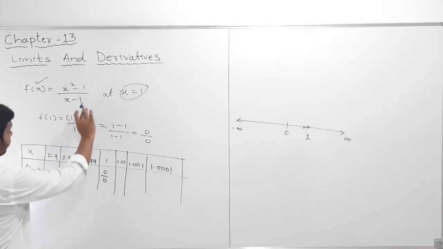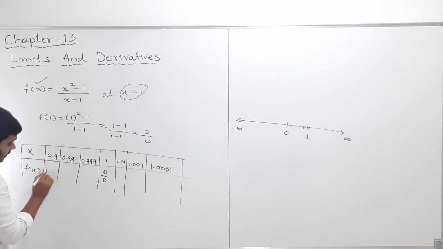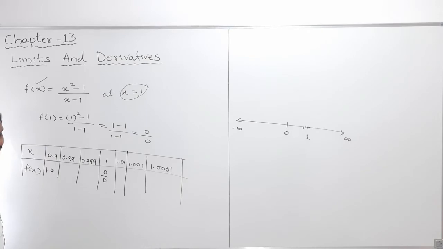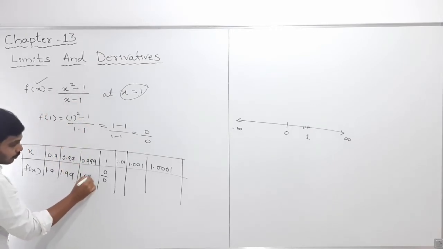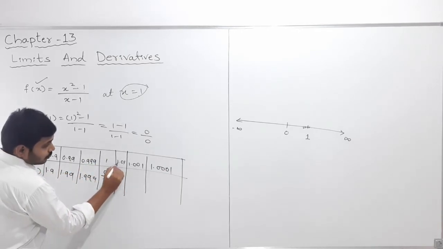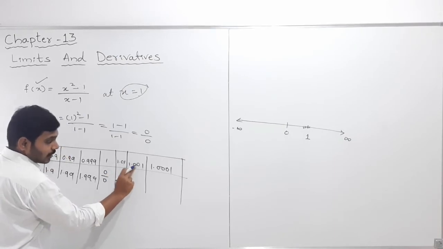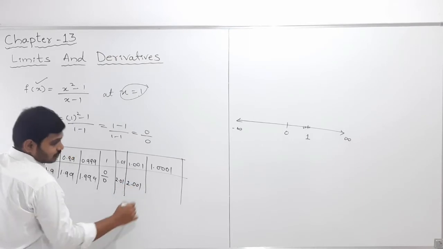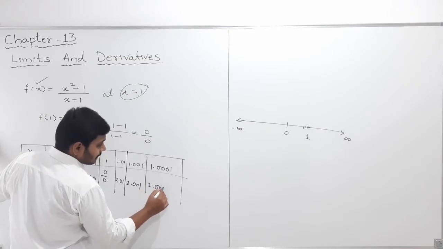Let us check. If you substitute x value as 0.9, then you will get, I think, my dear students, 1.9. If you substitute 0.99, you will get 1.99. If you substitute 0.999 in this function, the value of f of x is 1.999. Exactly 1 means 0 by 0 form. Again, if you substitute 1.01, you will get 2.01. If you substitute 1.001, you will get 2.001.